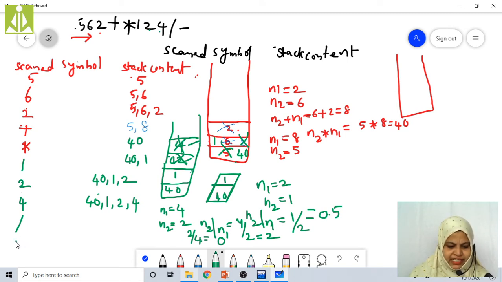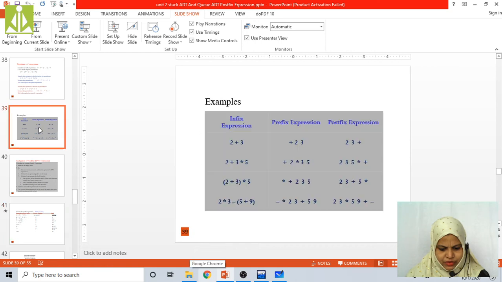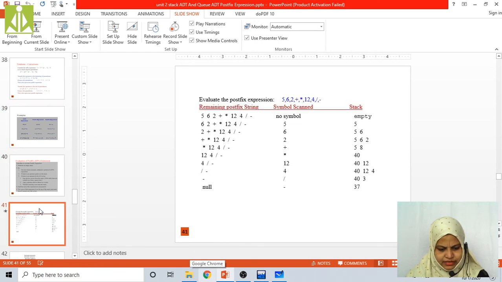How many elements are there here now? 3 elements are there. Is the expression the right one? Why? Because I am not getting the correct answer. Just wait.